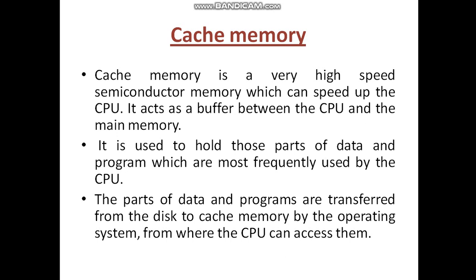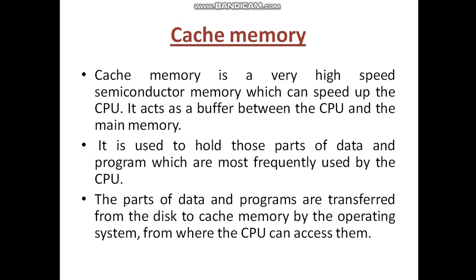It is used to hold those parts of data and programs which are most frequently used by the CPU. The parts of data and programs are transferred from the disk to cache memory by the operating system, OS, from where the CPU can access them.